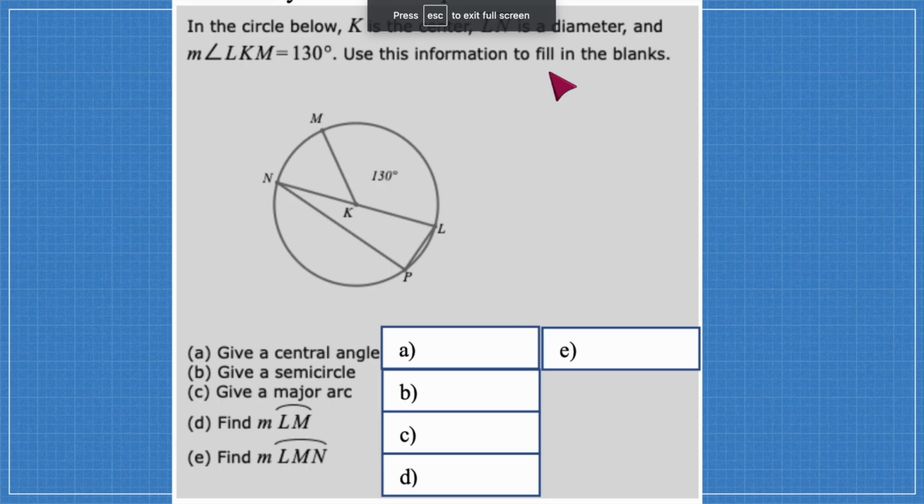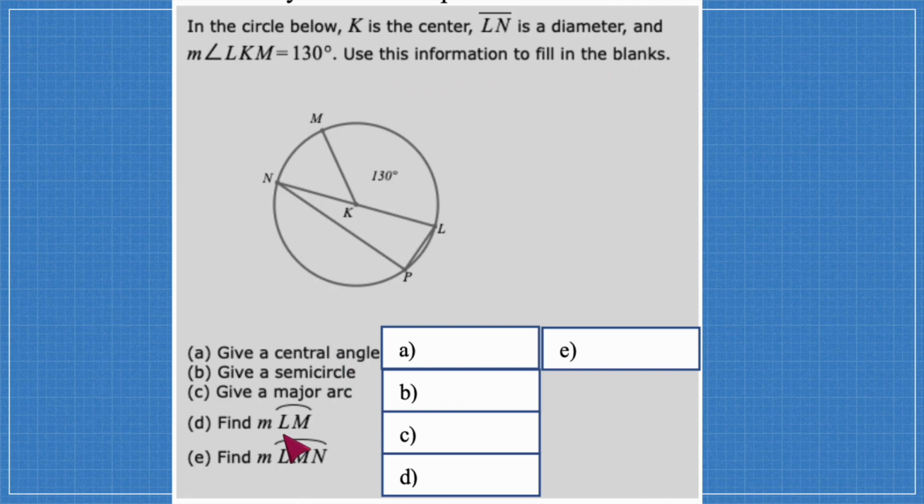All right, so let's go ahead and practice this. This is our Alex problem here, and it says, in the circle below, K is the center. We can see K is the center, and it also tells us that LN is a diameter, which we can see here. It also gives us that angle LKM is 130 degrees, which they've labeled for us there. So we're going to use this information to fill in the blanks.